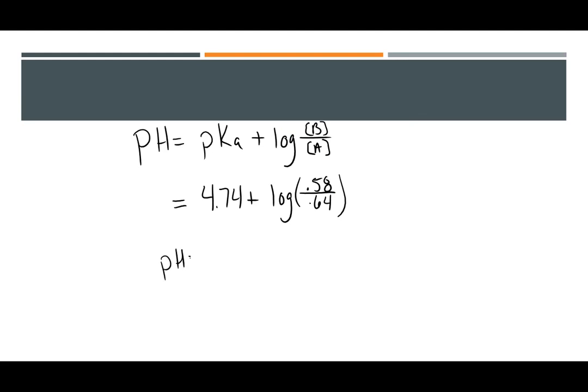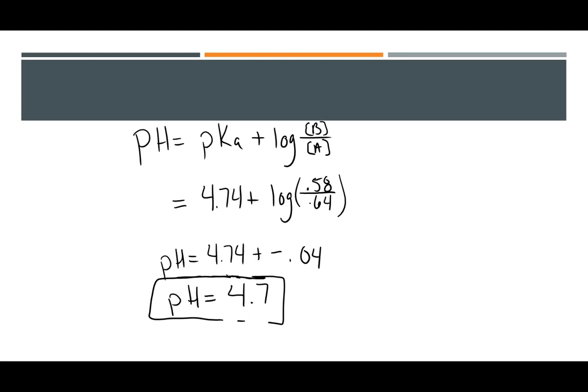So pH equals 4.74 plus, so I'm going to take 0.76 divided by 0.64. That's 1.19. And I'm going to take the log of that answer, and I get 0.07. So 4.74 plus 0.07, and that is 4.81. Great. I hope you guys found that helpful.